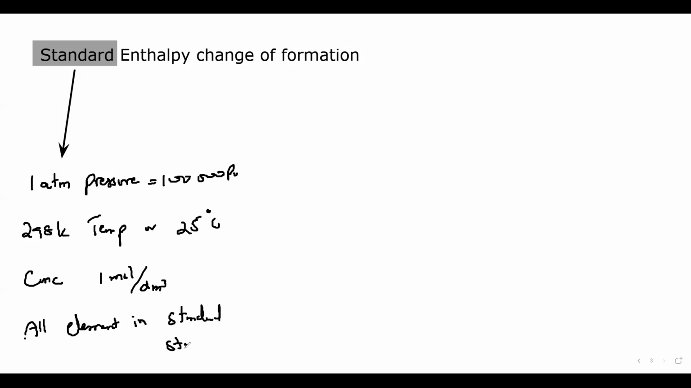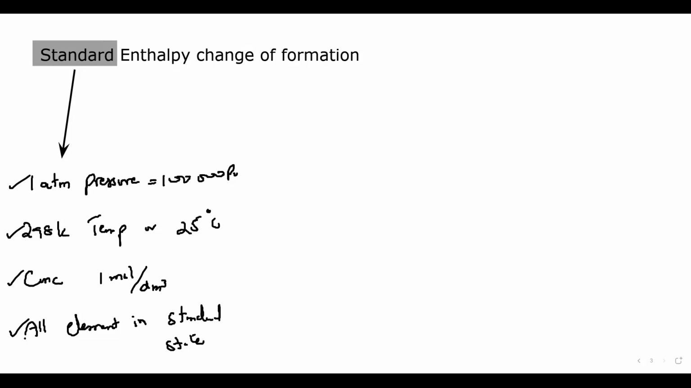So when all these parameters match, the pressure is 1 atm, the temperature is 298 Kelvin, the concentration is 1 mole per dm cube, and elements are in the standard state. So we use the term standard enthalpy change. But what if the temperature is not 298 Kelvin or 25 degrees centigrade, or the pressure is not 100,000 pascal or 1 atm? Then we will not say standard enthalpy change. In that case, we will only use the term enthalpy change.